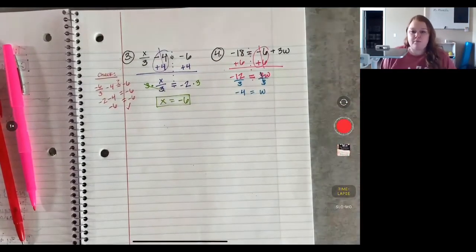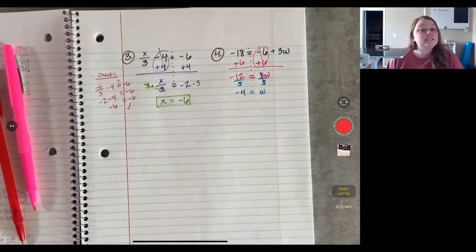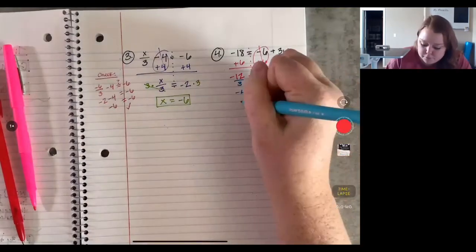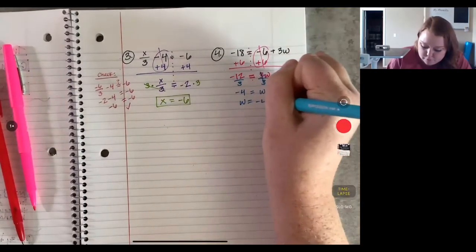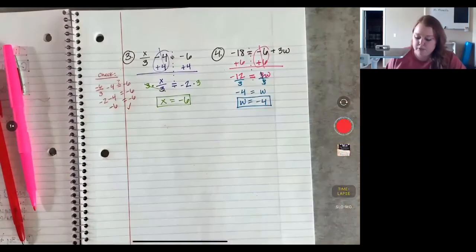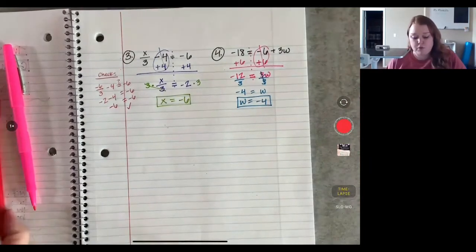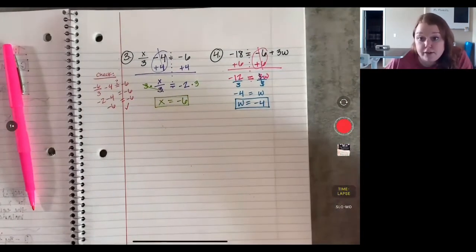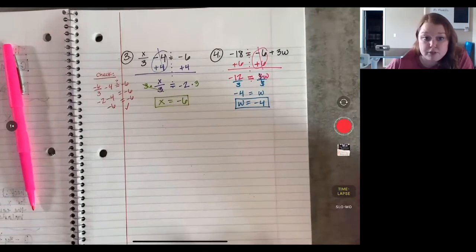Now, do I want my final answer to look like this? Nope, I want the variable on the left. Remember, that's the proper way to write our final answer. w equals negative 4. Try out a check. Pause it right here. Don't listen to me. Try it out. Make sure you know how to do a check.